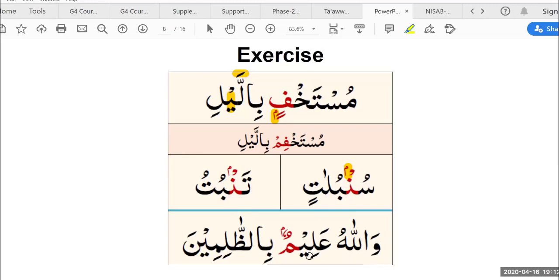Wallahu alimum bizzalimin. Okay. So again, the meme was a bit short. And also in the very first word, Allah, the previous letter is carrying a fatha stroke, right? Yeah. So what would be the effect of the fatha stroke on the sound of lam?